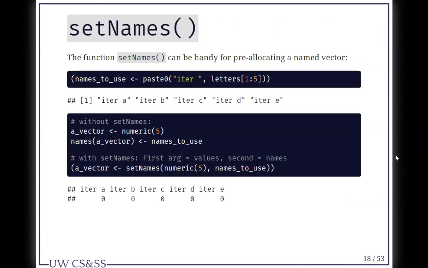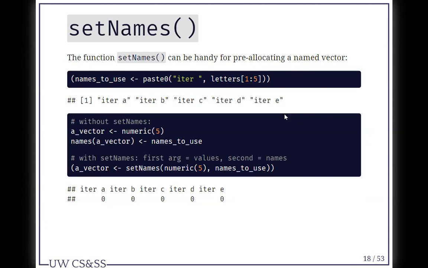In the first example, I used the setNames function. I want to go into a little bit more about what that does. The function setNames can be handy for pre-allocating a named vector. So let's say we have an object we want to call names_to_use. We're going to use the paste0 function again, and we're going to concatenate the string "iter " with a space, and then the first 5 letters of the lowercase alphabet. What this will give us is a vector with the elements iter a, iter b, iter c, iter d, and iter e.